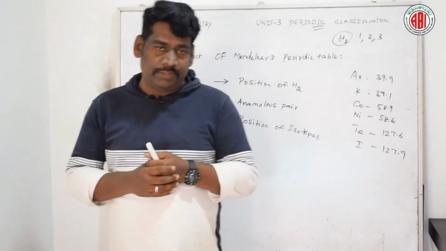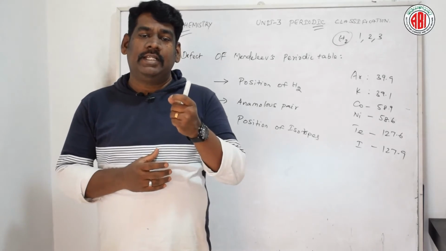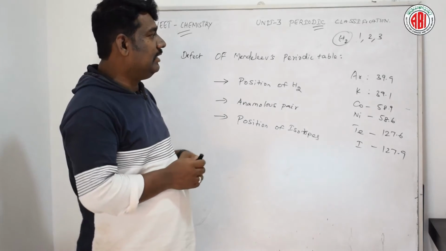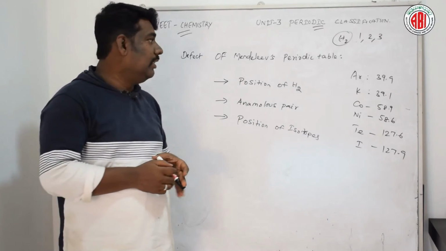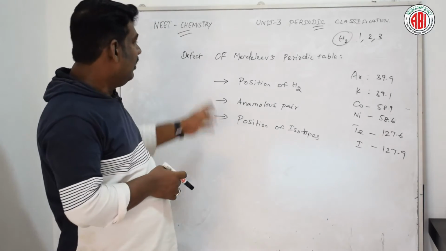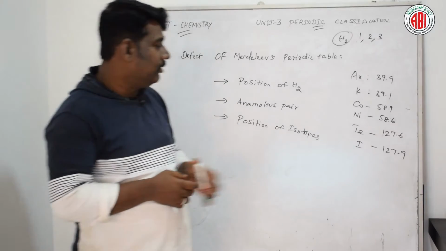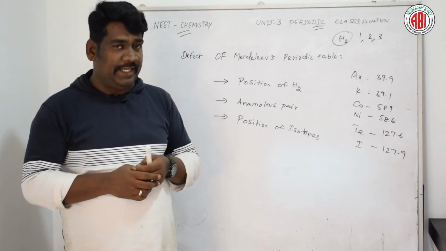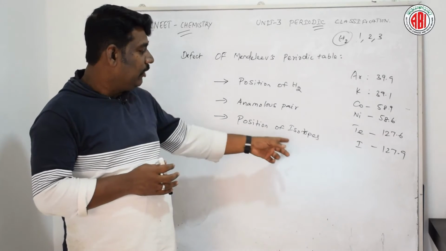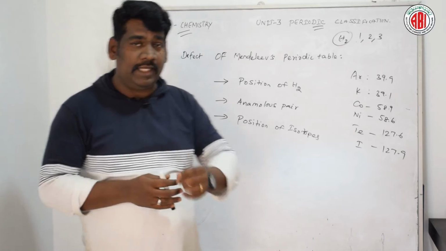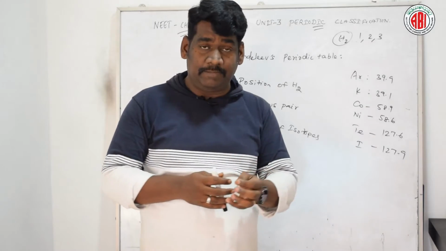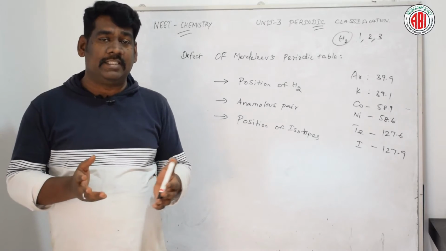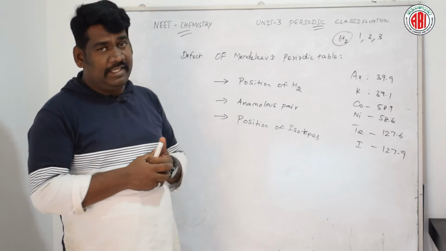However, the isotopes have not been given separate places in the periodic table, which is not justified, and that is another defect of the Mendeleev periodic table. So that is one of the major defects. The position of isotopes, I mean the isotopes of an element that possess different atomic mass numbers, are not placed in different places. So that is one of the major defects.